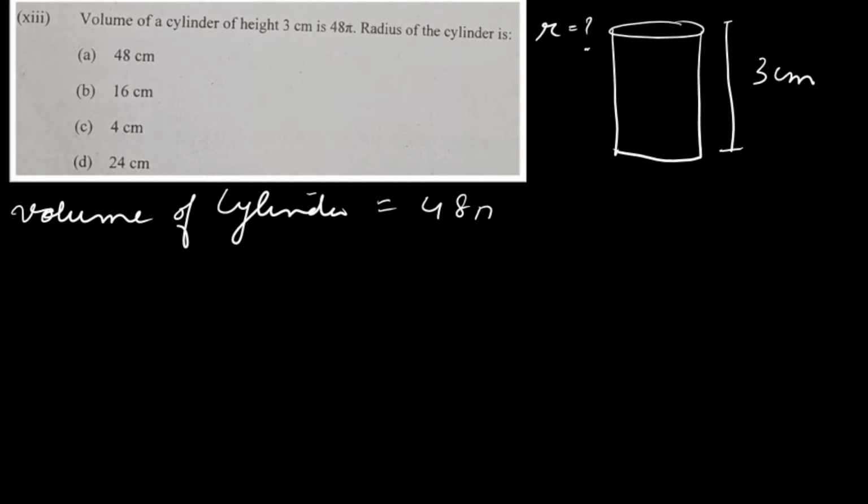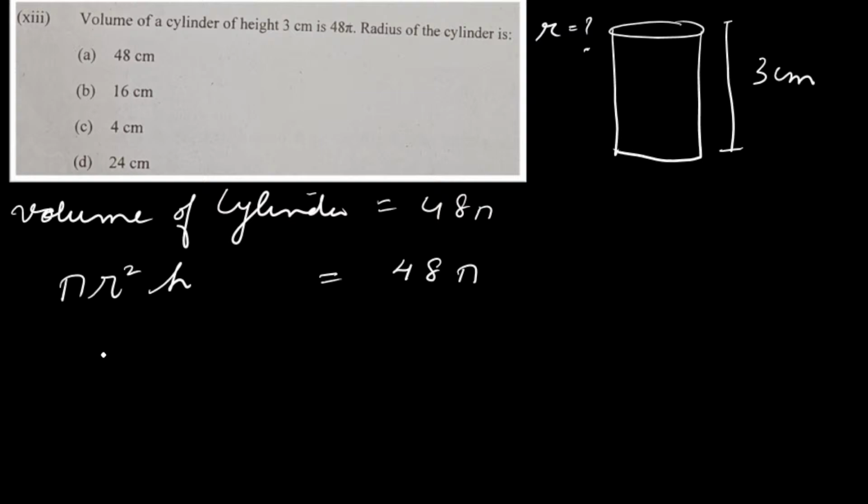We have to find the radius. Since volume is given to us, we have to use the volume formula only. So what is the formula for the volume of a cylinder? It is a mensuration question. It is pi r square h. Yes, so pi r square h is equal to 48 pi.